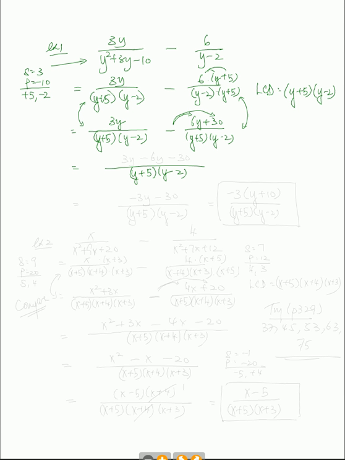So what's going to happen is it becomes 3y minus 6y, but instead of plus 30, it will become minus 30. Now that the terms are on the same platform, you can combine like terms, and that gives you negative 3y minus 30, over y plus 5 and y minus 2.